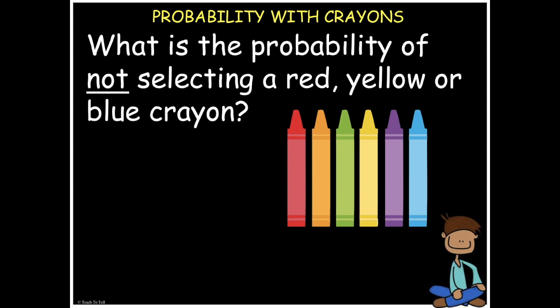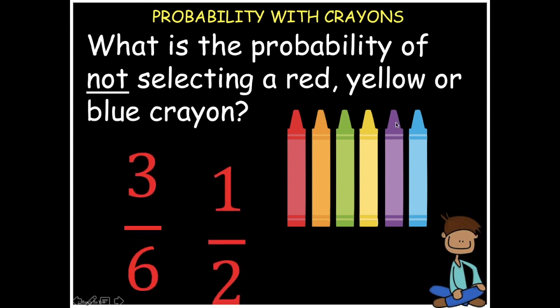What is the probability of not selecting a red, yellow, or blue crayon? So all I'm doing is I know that I have 6 crayons. That will be my bottom number. And then I'm seeing not a red, not a yellow, or a blue. So I have 1, 2, 3. 3 out of 6, or 1/2.